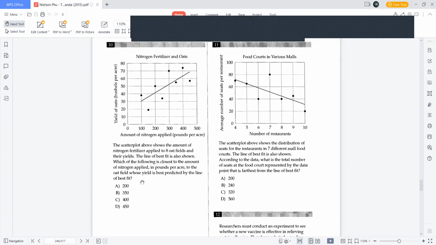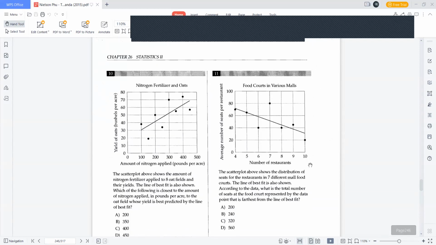Choice B. B, how do you get that? According to the line of best fit, we see a 250, and it is the closest actual point to the line of best fit, making it the most accurate. Sorry, I cut you off there. You broke up, so I assumed you were finished speaking. My apologies. Okay, it's the closest point to the line of best fit of any of these, and it's 350 pounds per acre. Okay, number 11.